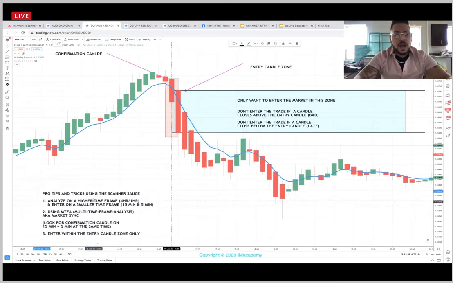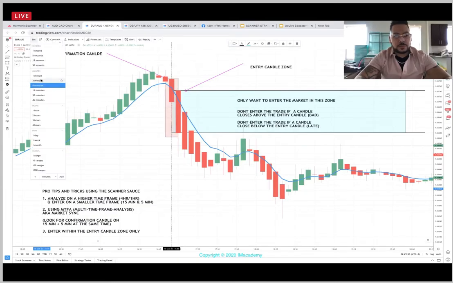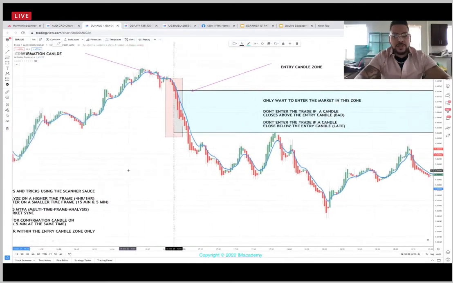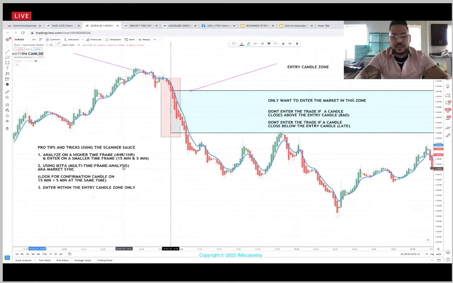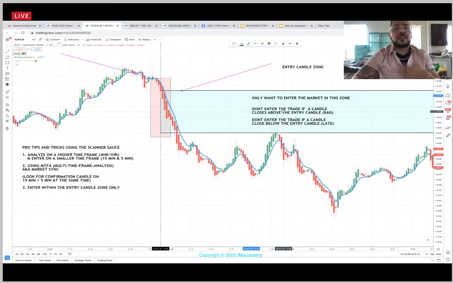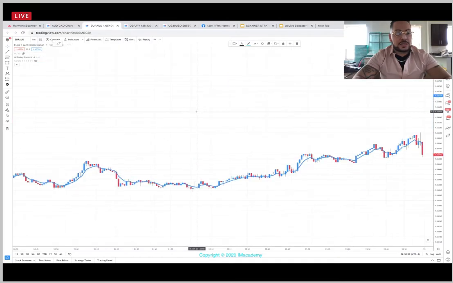So check this out. I'm going to drop this down to the 3 minute. Let's drop this down to the 1 minute, and then let's look at all of these different candles inside of this zone. This entire zone is your entry candle. So let's say you found the entry on the scanner and you want to enter the market. Once you highlight your entry candle, once the entry candle closes, with the Heikin-Ashi candle, remember the Heikin-Ashi candle opens up at 50% of the previous candle. So I'm going to come to the regular candles so I can show you guys, right?